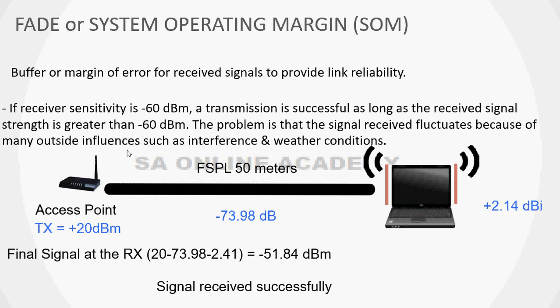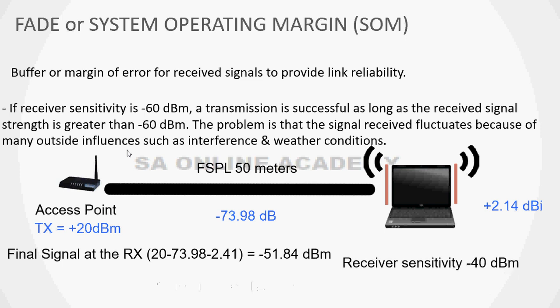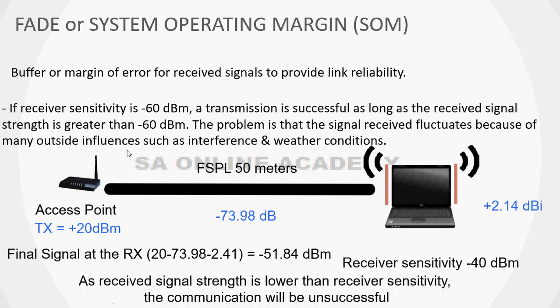Now take another example. Your receiver sensitivity is minus 40 dBm. Here the received signal is minus 51, so this received signal is lower than your threshold. As the received signal strength is lower than the receiver sensitivity, the communication will be unsuccessful. So it's very important that while designing the solution, you keep some margin or buffer so that your links can work reliably.